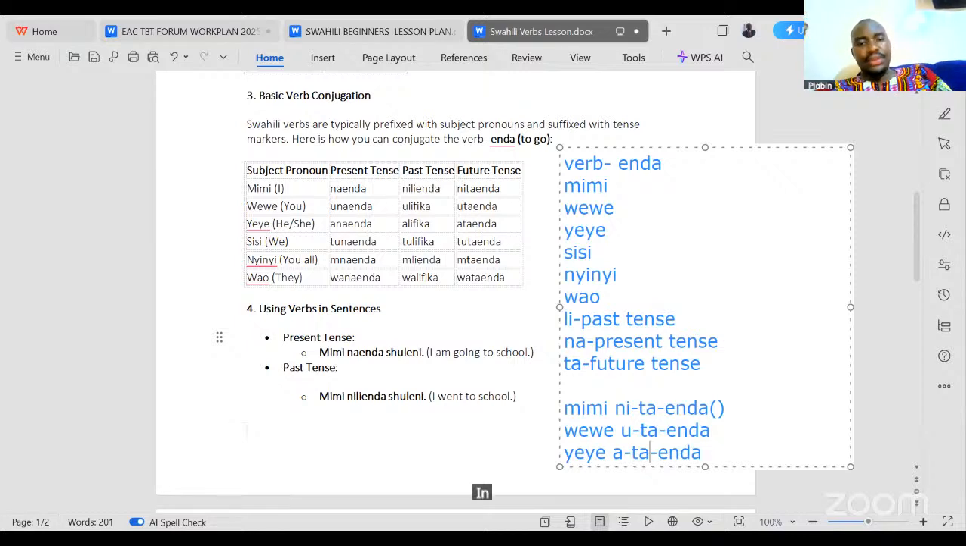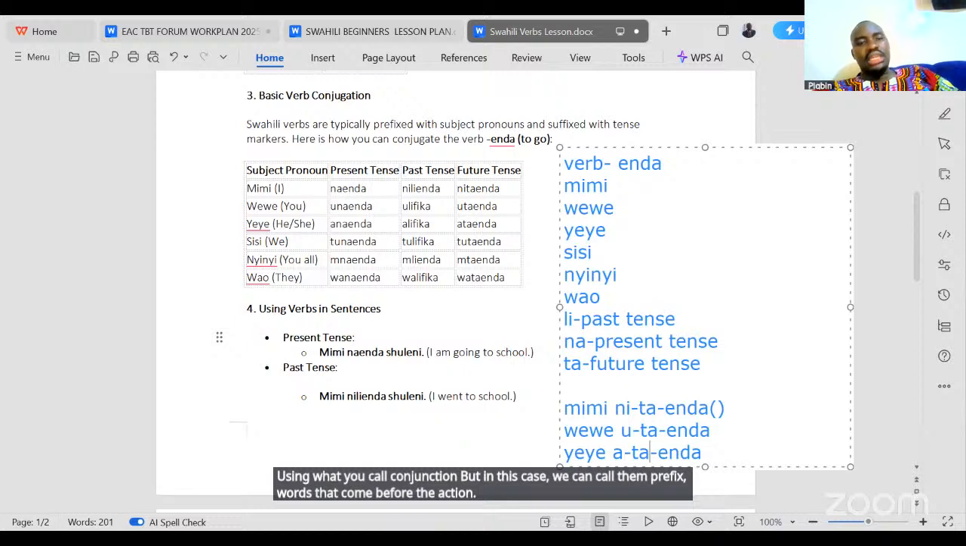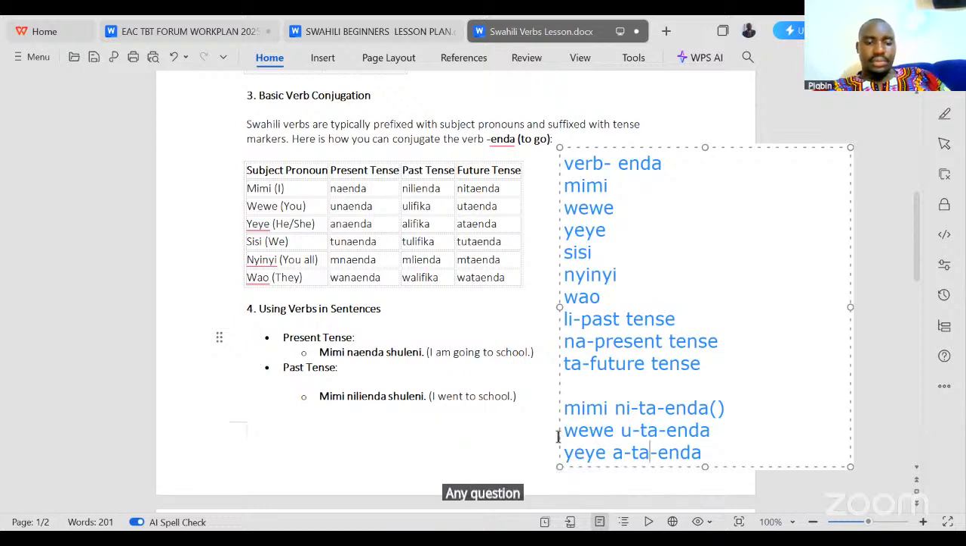Those are how the verbs are formed, using what you call conjunction, but in this case we can call them prefixes, words that come before the action. Any questions up to there?